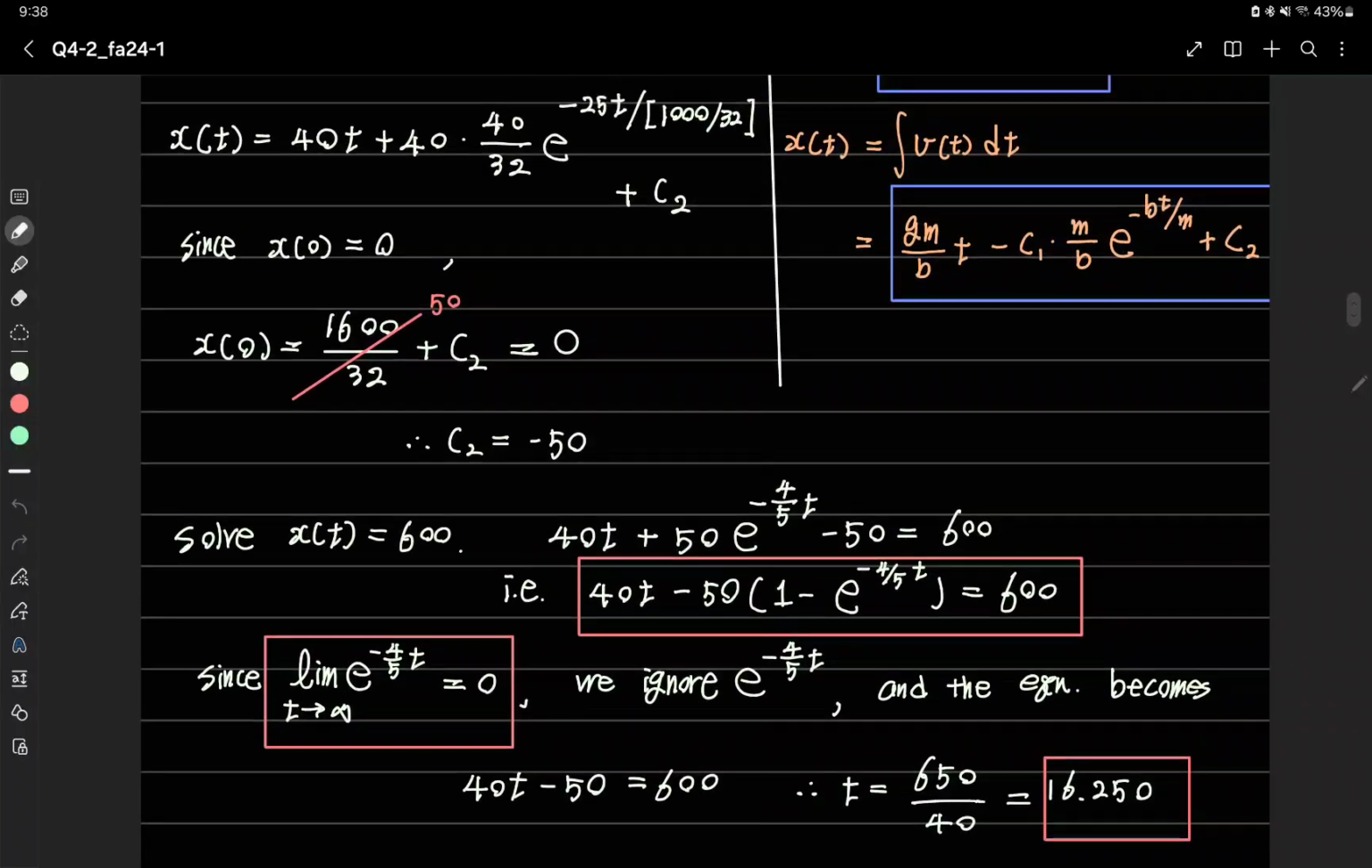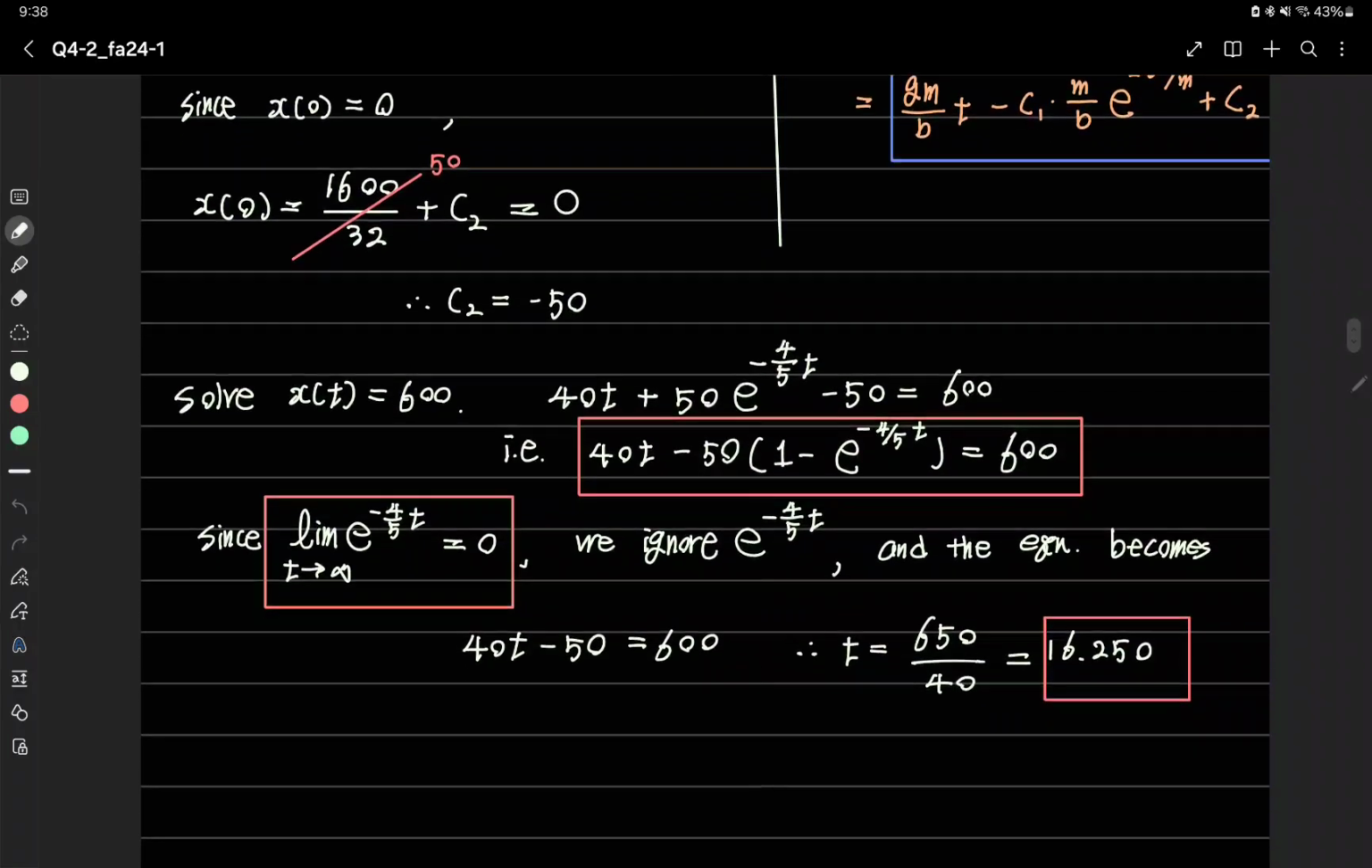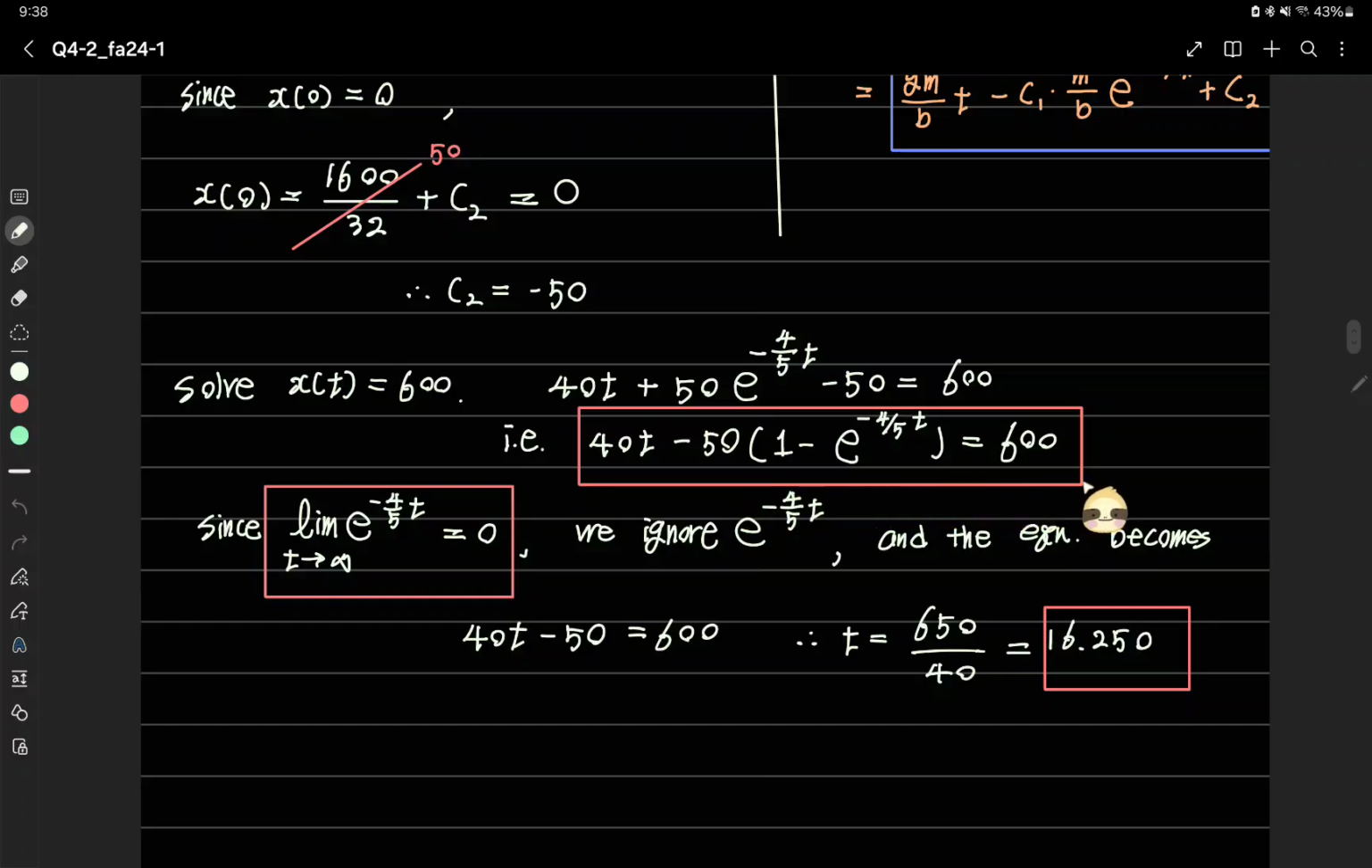Now we set x of t equals 600 to find out when the object hits the ground. Solving that equation, we get this. But looking at the exponential term, its limit approaches 0 as t goes to infinity, so we ignore that term. Then we get negative 40t minus 50 equals 600, which means that t is 16.250.